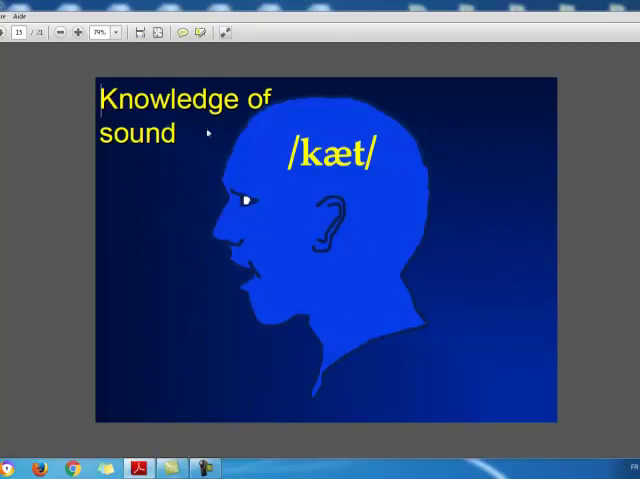So, look here, the word cat. We should store as a piece of information the sounds that compose it. K, A, and T. Cat.